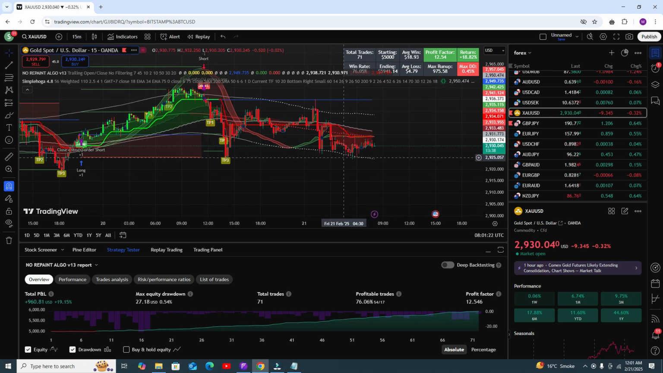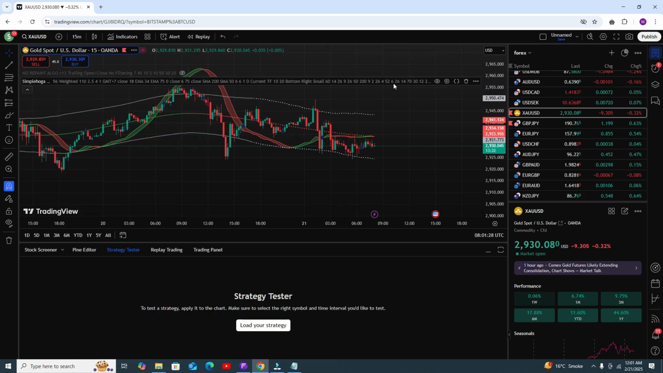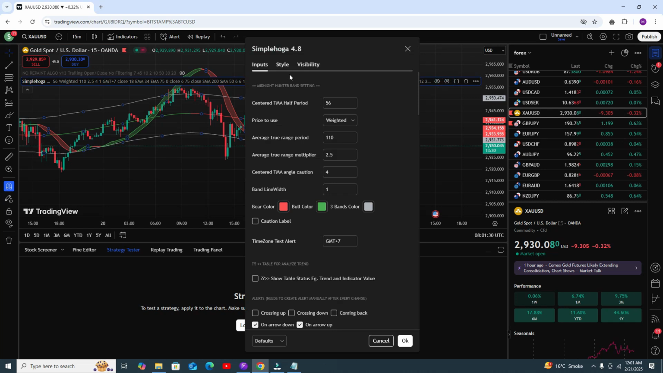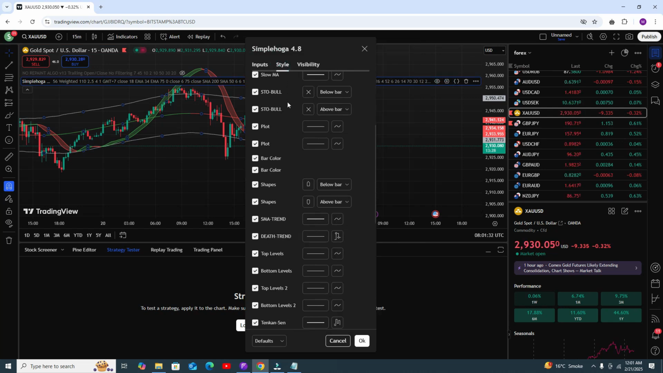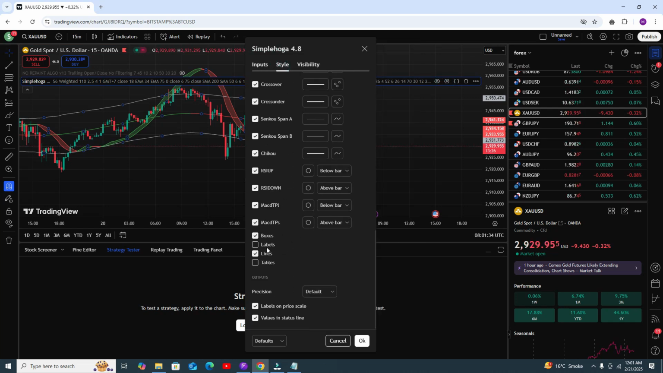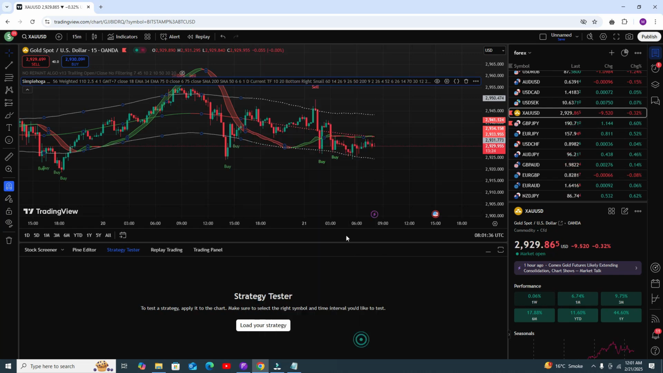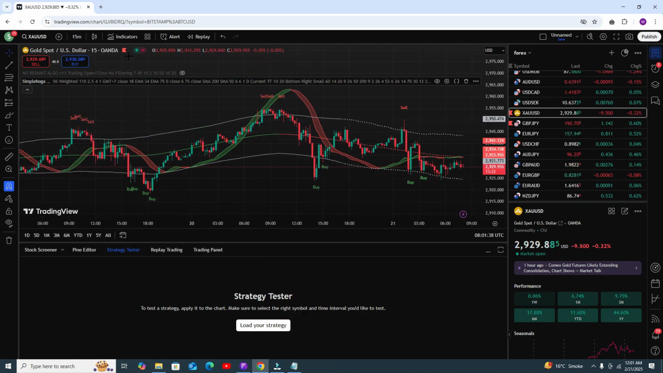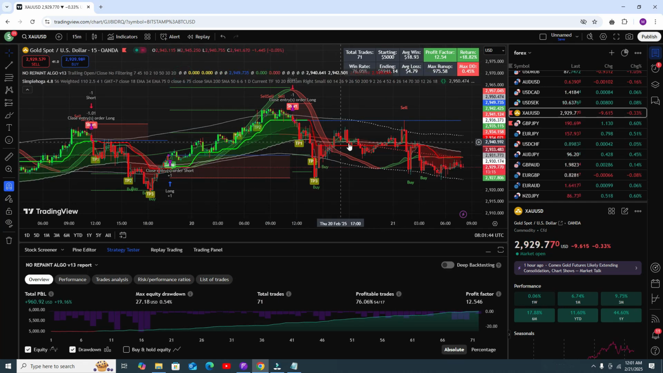And one more thing, let me show you this signal. If you go to the style and uncheck the label, then here you can see you are getting this signal. This indicator will give you a lot of buy and sell signals, and if the candles are red and you get the signal, then that is a very profitable signal, remember.